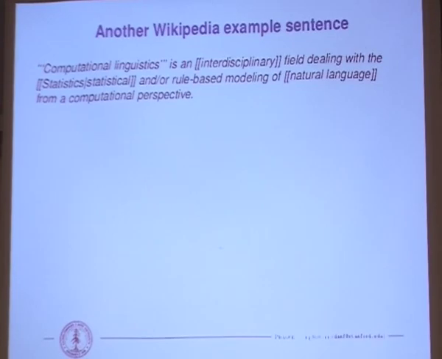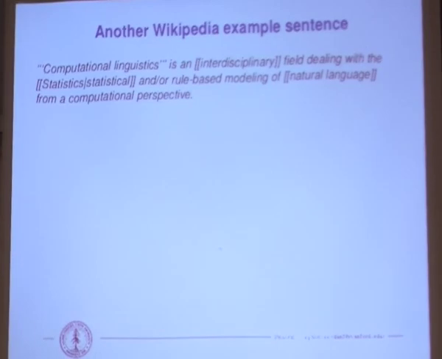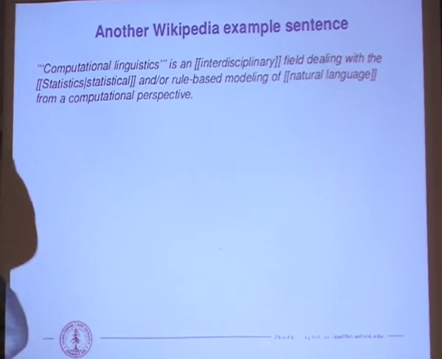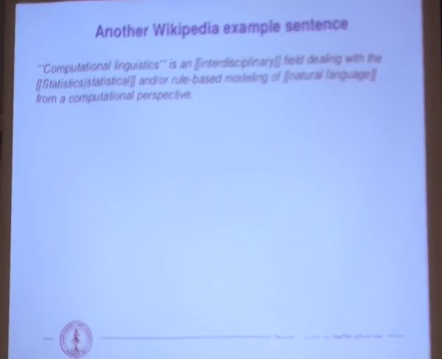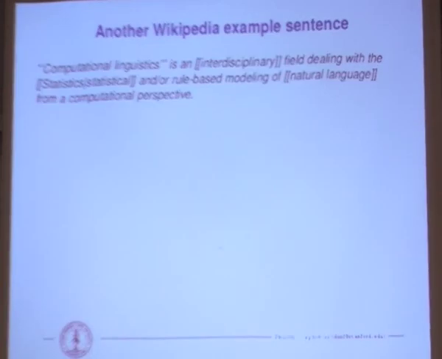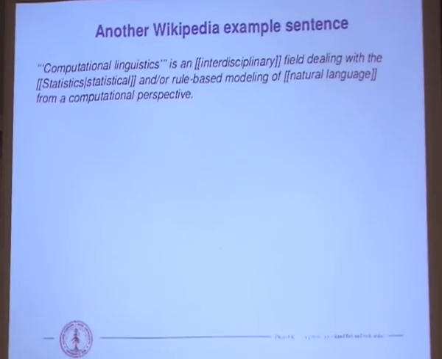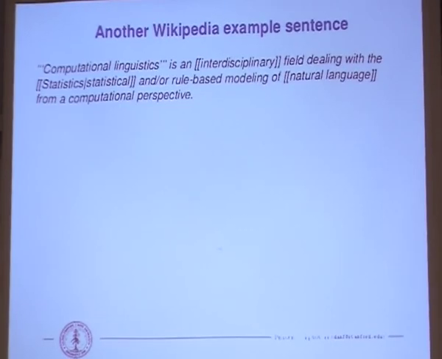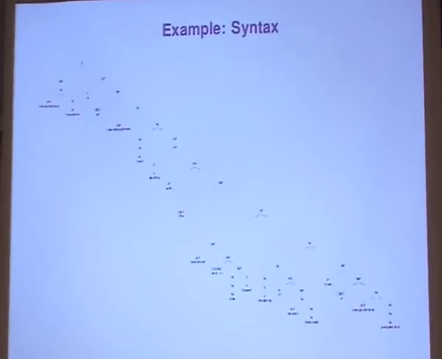Here's a longer example. Computational linguistics is an interdisciplinary field dealing with the statistical and or rule-based modeling of natural language from a computational perspective. I showed you this because there's a little bit of the Wikipedia markup, the wiki markup that shows things being put in italics or boldface or something else. There's these alternate analyses. You can point to another link without actually having it be the word that shows up on the screen itself. And here I just splash a little bit of a diagram up there.